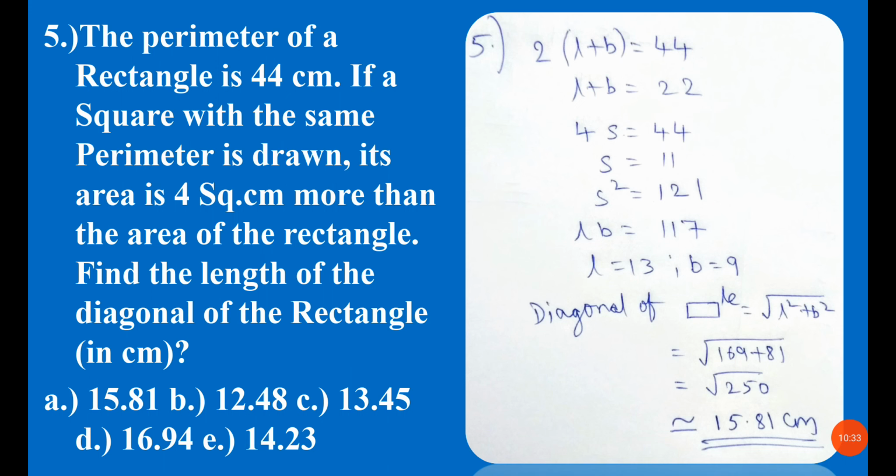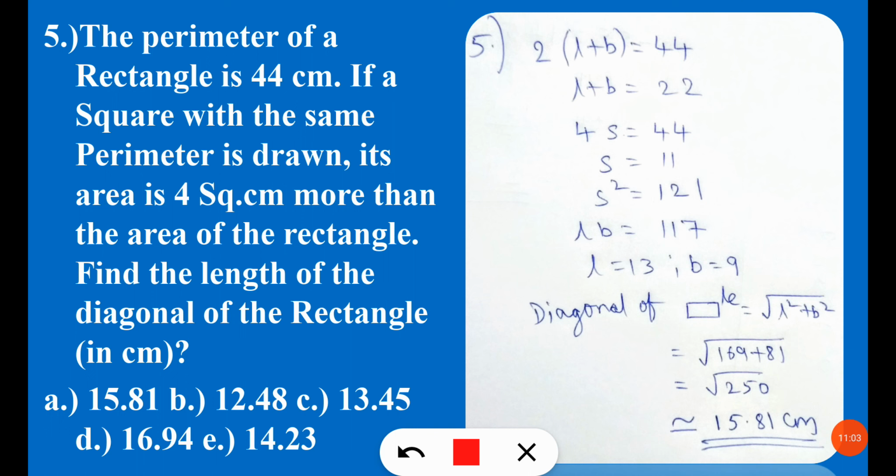Moving to the fifth question, the last question. The perimeter of a rectangle is 44 centimeters. If a square with the same perimeter is drawn, its area is 4 square centimeters more than the area of the rectangle. Find the length of the diagonal of the rectangle. There is a rectangle whose perimeter is 44 centimeters, and the square perimeter is also 44 centimeters. The area of the square is 4 square centimeters more than the rectangle, and we are asked to find out the diagonal of the rectangle.